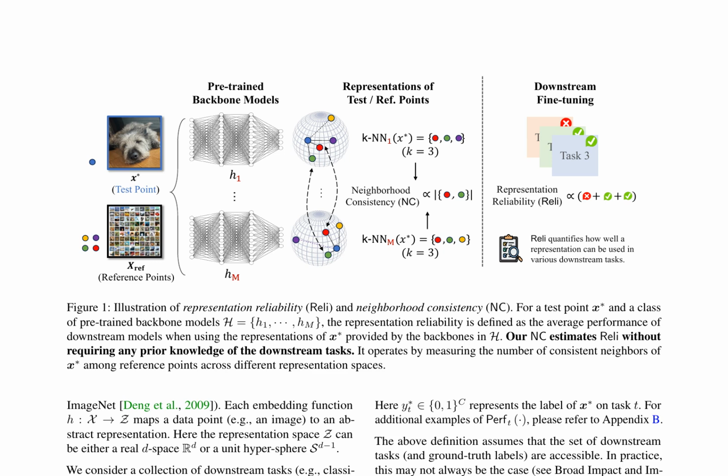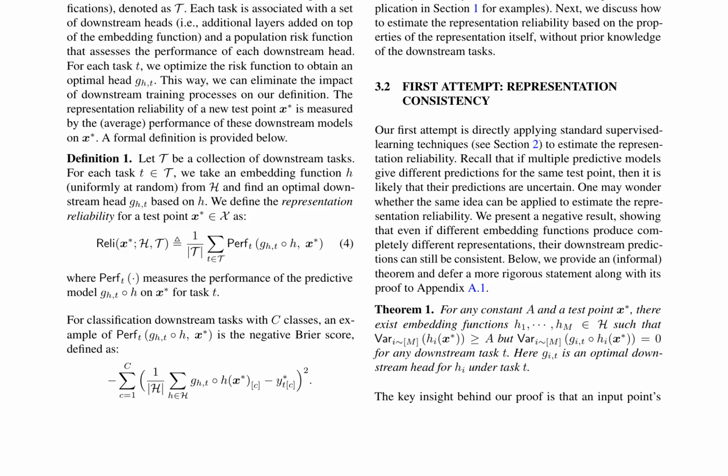The authors demonstrate that neighborhood consistency can be estimated by analyzing the number of consistent neighbors, which is critical in evaluating representation quality. Notably, the authors also present a negative result, highlighting that different embedding functions can produce inconsistent representations yet yield consistent downstream predictions. This finding underscores the importance of considering both representation reliability and neighborhood consistency when evaluating the quality of representations.